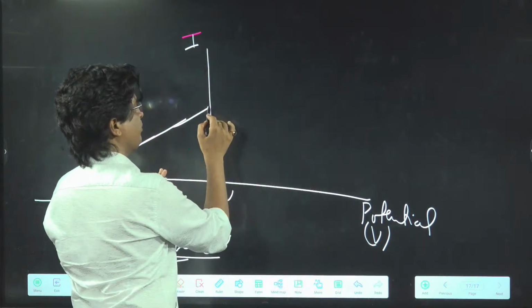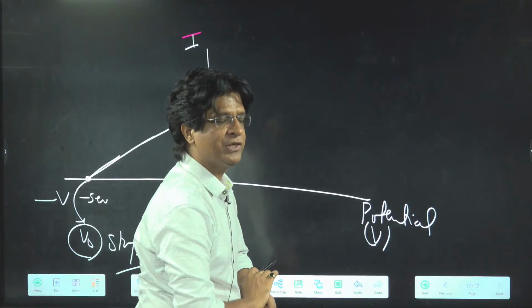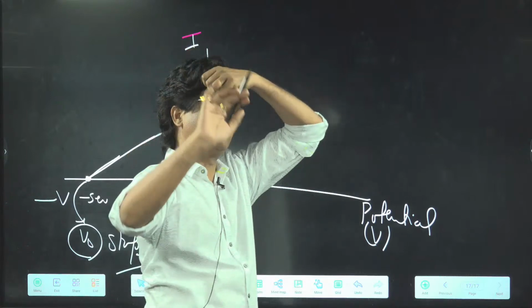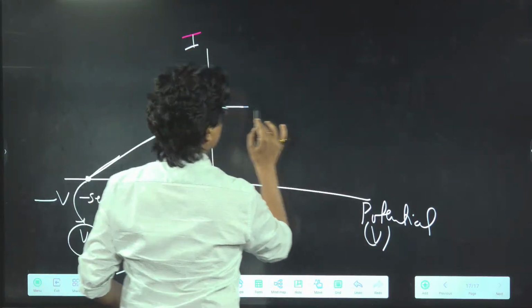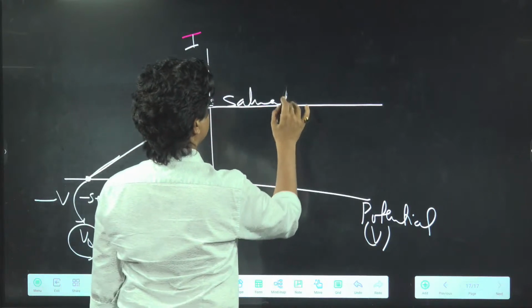That means at this point, the current will be saturated. Number of photons coming will be equal to number of electrons coming outside. Is that clear? There will be no more increment in the current. It's called saturation current.